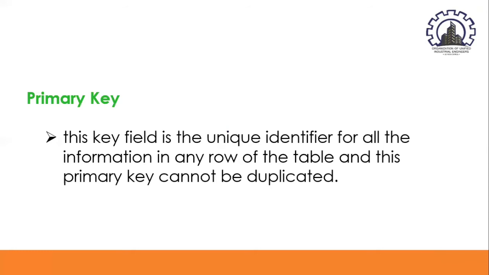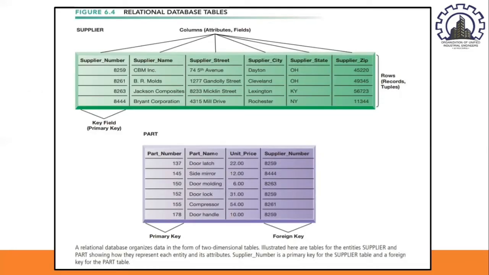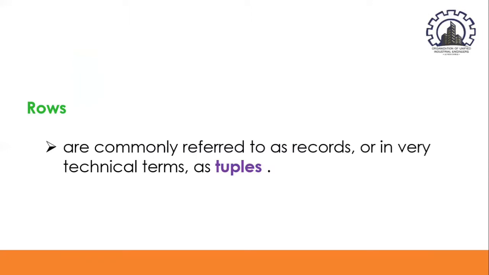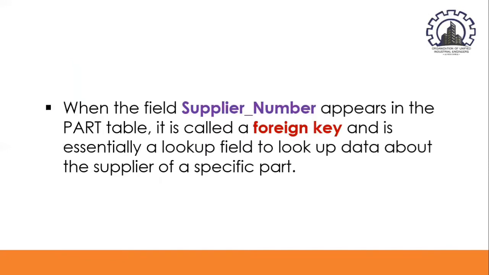In order for us to better understand this, let me go back to our figure. Figure 6.4. In this case, supplier number is the primary key for the supplier table, and part number is the primary key for the part table. Take note that supplier number appears in both the supplier and part tables. In the supplier table, supplier number is the primary key. When the field supplier number appears in the part table, it is called a foreign key and is essentially a lookup field to look up data about the supplier of a specific part.